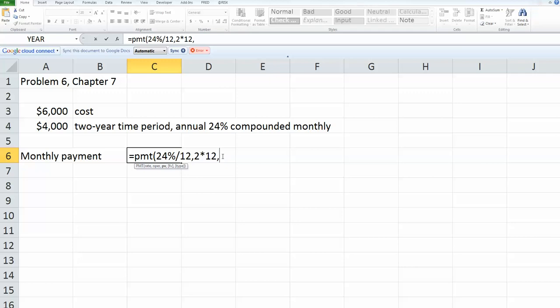The present value is that $4,000, not cost, but the amount that I'm borrowing. And I can either link to this particular cell or just type it in. Normally I just type it in because I'm just trying to quickly get Excel to do the calculations for me, and I'm not trying to normally demonstrate how to use Excel. But our payment would be $211.48.